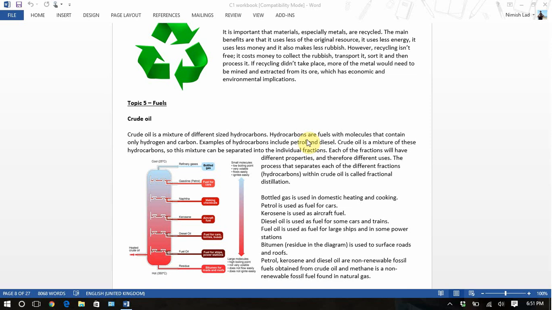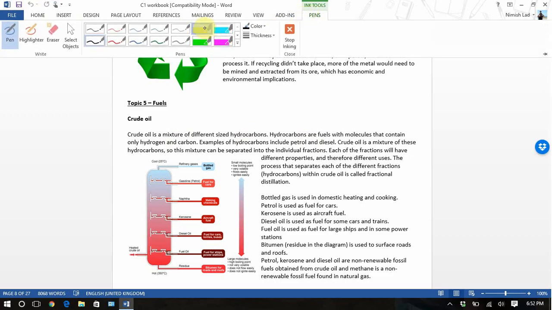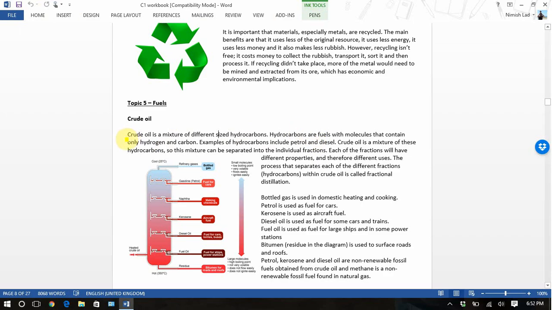So let's start off with crude oil. Crude oil is made up of hydrocarbons. So the crude oil itself is made with different size hydrocarbons. These different size hydrocarbons contain hydrogen and carbon only. I want to make that point very, very clear. Hydrocarbons only contain hydrogen and carbon. That's 2 marks. One for saying it contains hydrogen and carbon, the second mark for saying it only contains them.